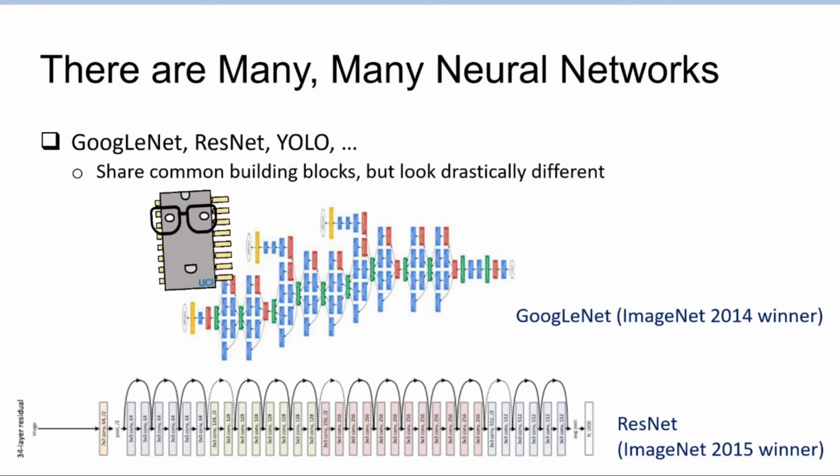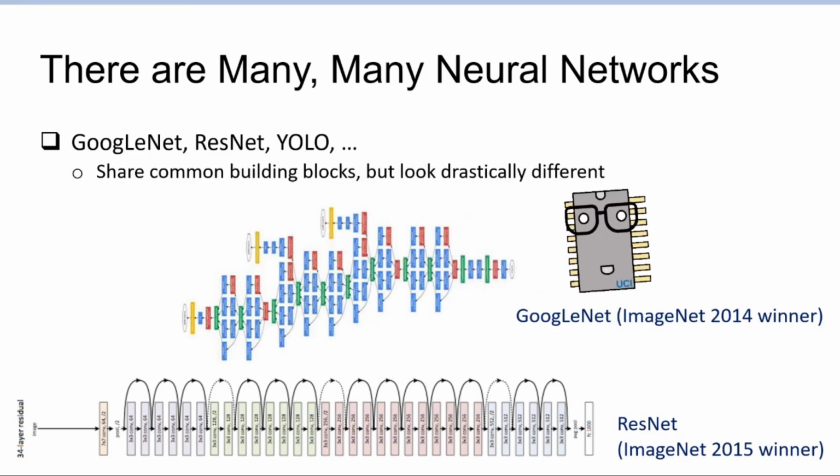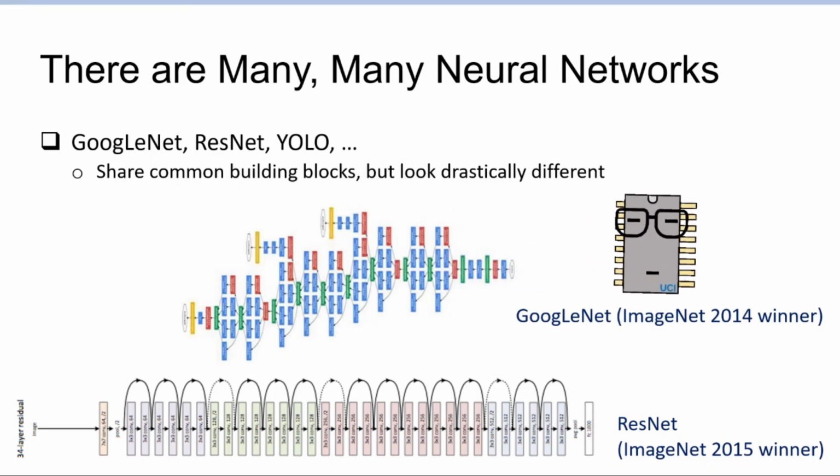And each of these models do share common building blocks, meaning they still use things like convolution, fully connected layers, and max pooling. But you can see that these look drastically different. And the accuracy of these models for various applications is pretty impressive.